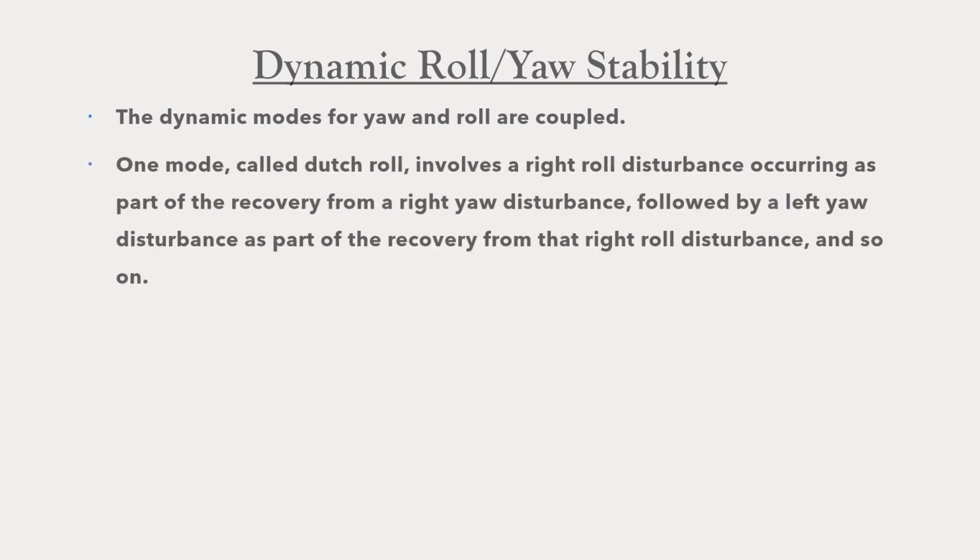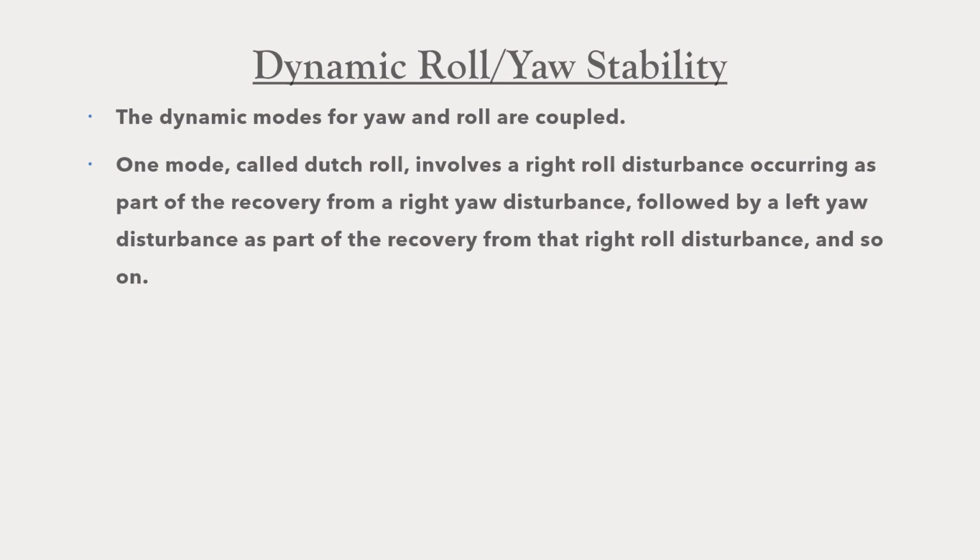So we've talked about static stability in both roll and yaw. Now let's talk about dynamic stability. The dynamic modes for yaw and roll are actually closely coupled to each other, so we'll talk about them together. The most common mode is called a Dutch roll mode.